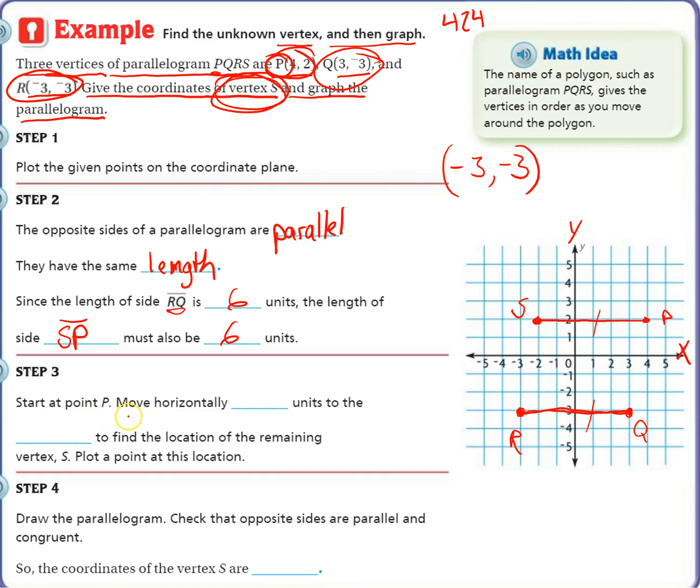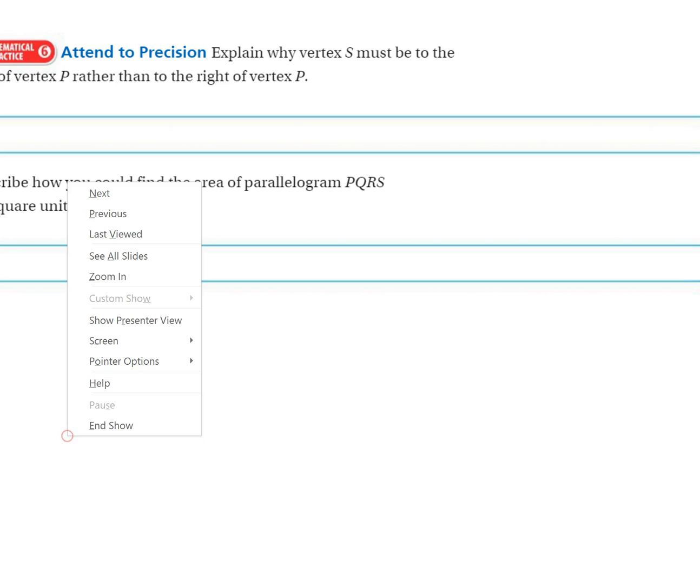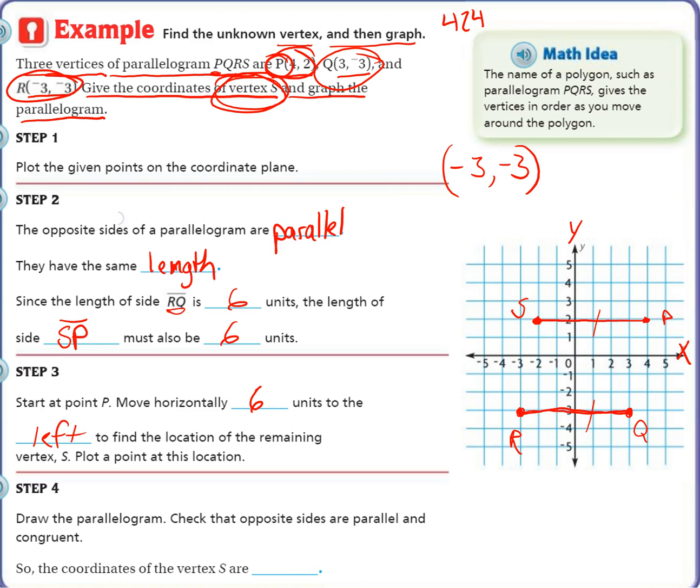Okay, start at point P. Move horizontally, which we already did. We moved 6 units to the left to find the location of the remaining vertex S, which we did. And we plotted the point, and we did. Now draw the parallelogram, which we've already started. Now we just finish that off.